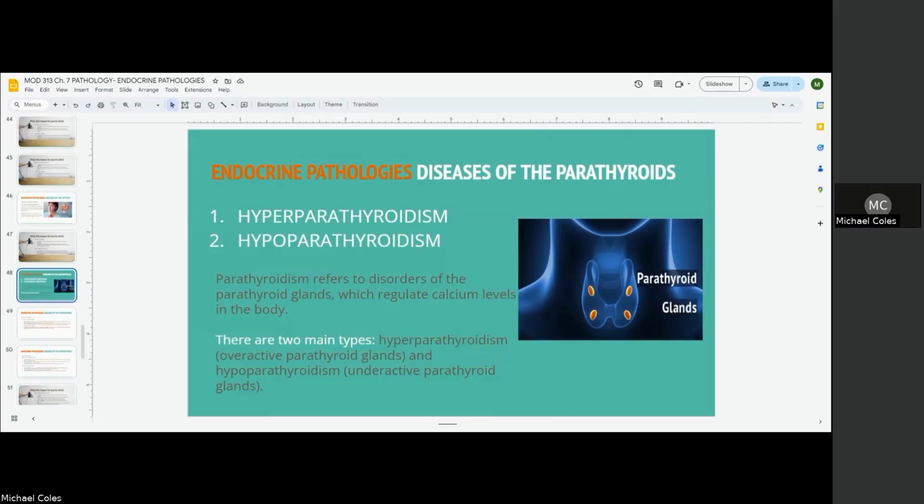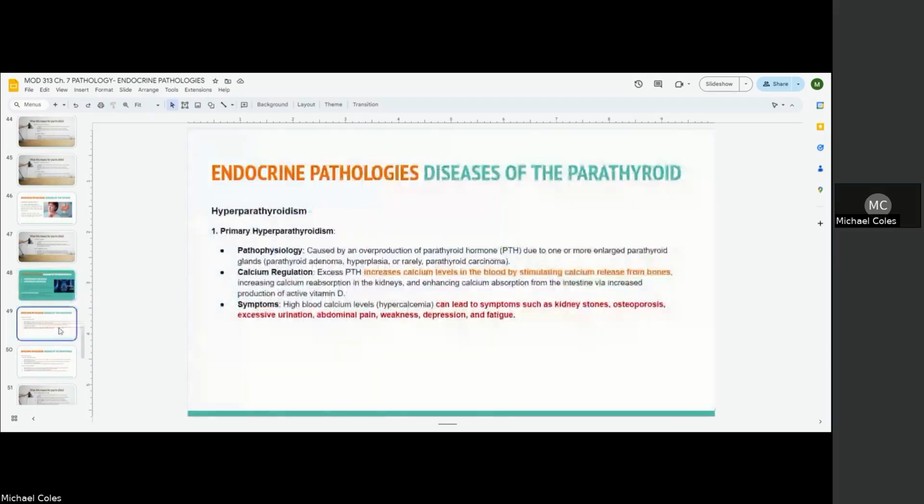So we have two main types. Again, upregulation, hyperparathyroidism, and underregulation, hypoparathyroidism, or downregulation, excessive up and down regulation. Hyper, we have primary, overproduction of the parathyroid hormone, okay, because of the enlarged glands, and that's going to increase the levels of calcium that the body takes from the bones to put into the blood.